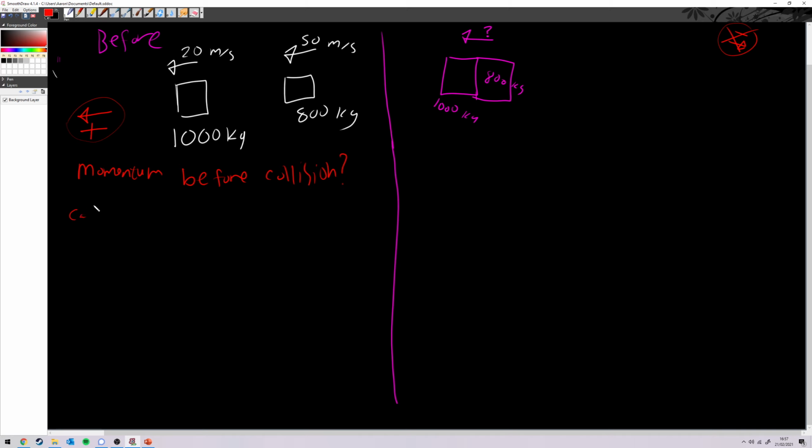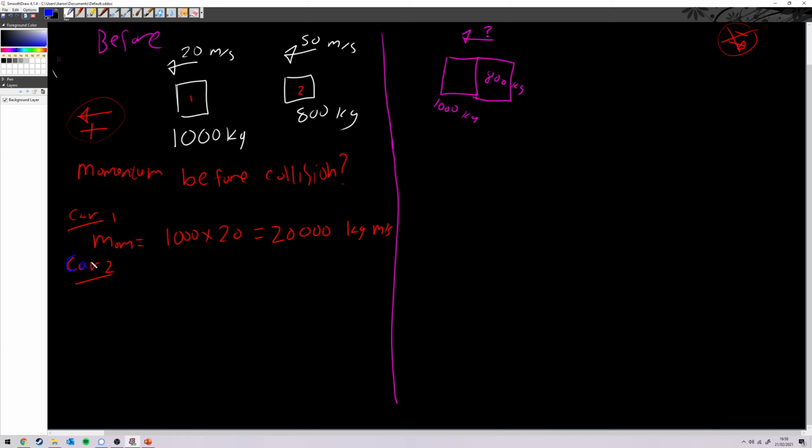Momentum of car 1, so I'm going to call this car 1 and this car 2. Car 1. So the momentum equals 1,000 kilograms times 20 meters per second. Okay, so that is 20,000 kilogram meters per second. So I just multiply the numbers together. So what about car 2? Do car 2 in a slightly different color.